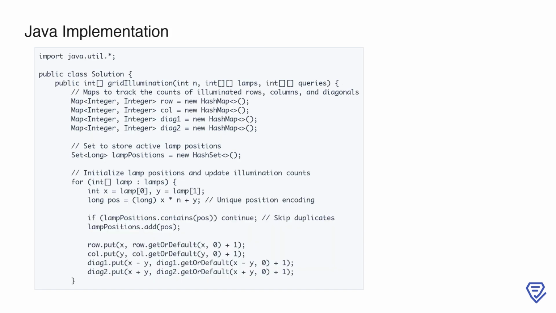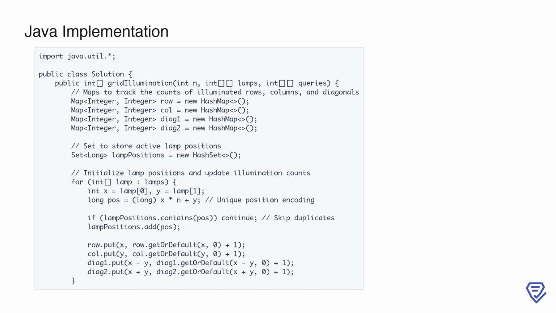Here, we start by defining the main structure of the solution. First, we import the necessary Java utilities and define the Solution class. The gridIllumination method takes the grid size n, the positions of the lamps, and the queries as input. To manage and track illumination, we use 4 hash maps: row, col, diagram 1, and diagram 2. These maps maintain the count of active lamps illuminating each row, column, and diagonal. Additionally, we use a hash set called lamp positions to store unique lamp positions, encoded as a single long value to handle their 2D coordinates efficiently.